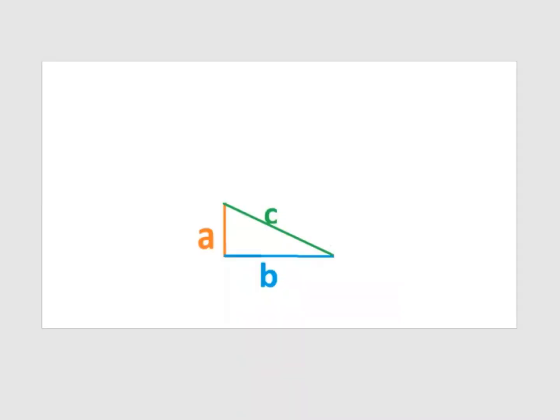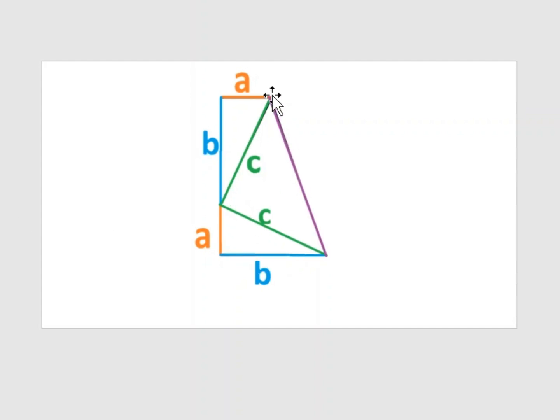Say we have a right triangle with side lengths A, B, and C. And now say that we were to rotate another right triangle with the same side lengths just above the first triangle, so that there is a 90 degree angle between the two C side lengths. If you were to draw a line from this vertex to this vertex, we would get a trapezoid.